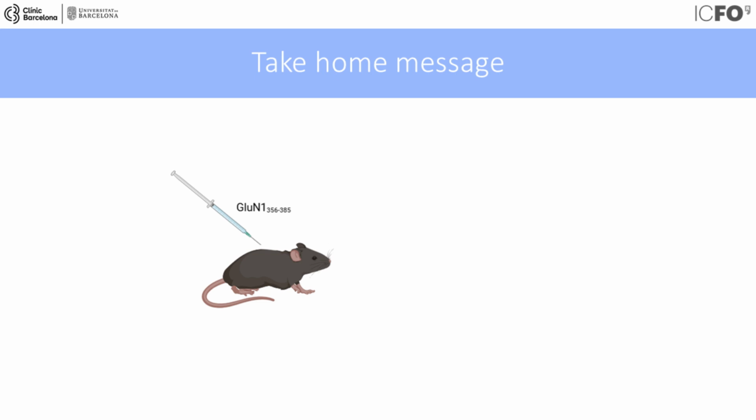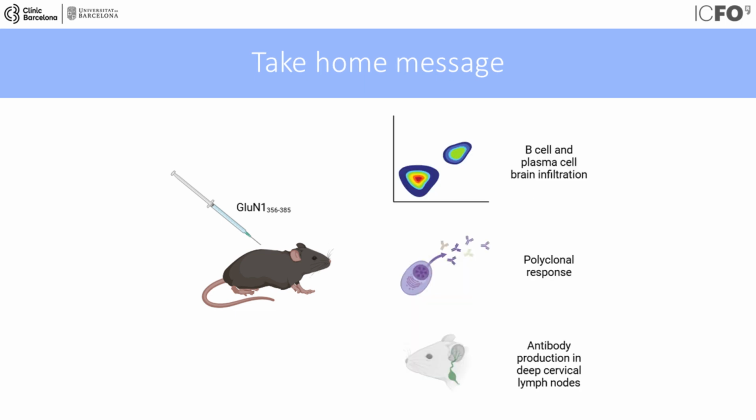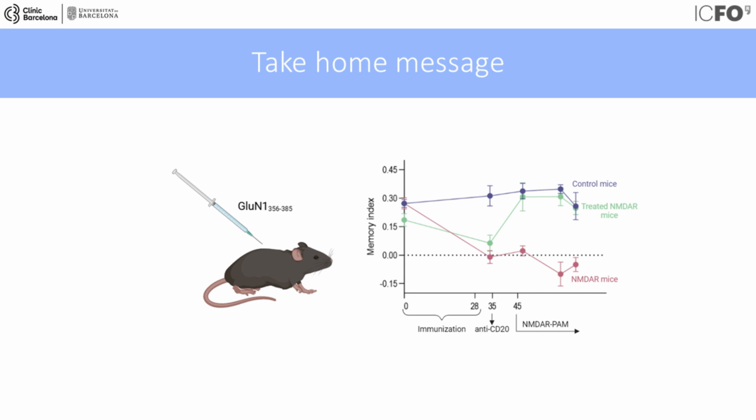As a conclusion, in this publication we present a novel and comprehensive mouse model of NMDAR encephalitis by active immunization. This model reproduces all of the neurobiological paradigms known up to date, including the reduction of NMDAR density and the impaired hippocampal plasticity. Moreover, it shows a clear B-cell implication with B-cell and plasma cell brain infiltration, a polyclonal response, and antibody production in deep cervical lymph nodes. Finally, mice show multiple symptoms of NMDAR encephalitis.